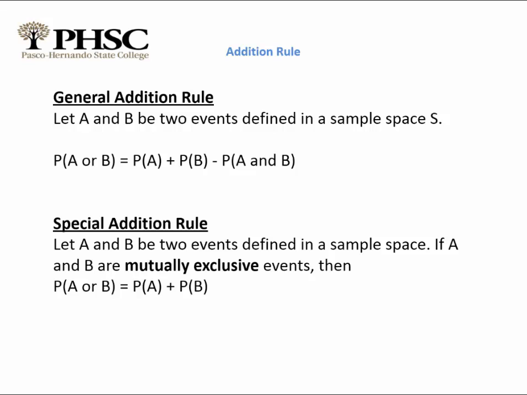Now the next special addition rule is, let A and B be two events. If A and B are mutually exclusive, then the probability of A and B is 0, so therefore we can just eliminate that from the formula.